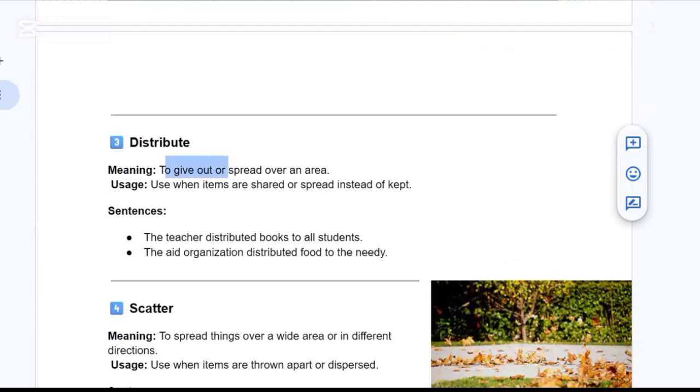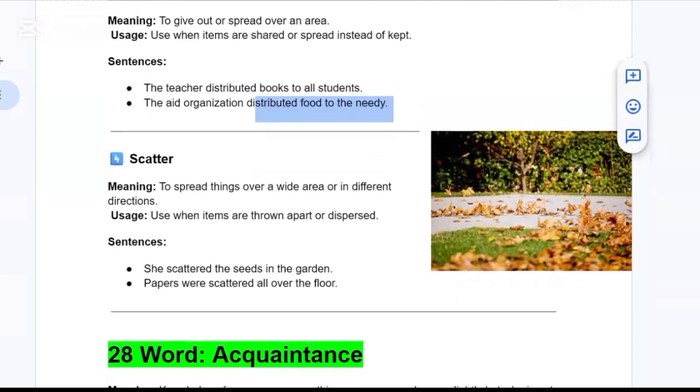Distribute: to give out or spread over an area, used when items are shared or spread instead of kept. The teacher distributed books to all students. The aid organization distributed food to the needy.